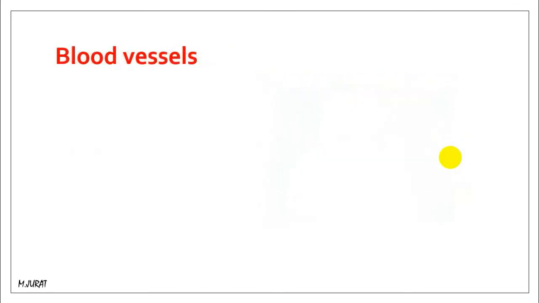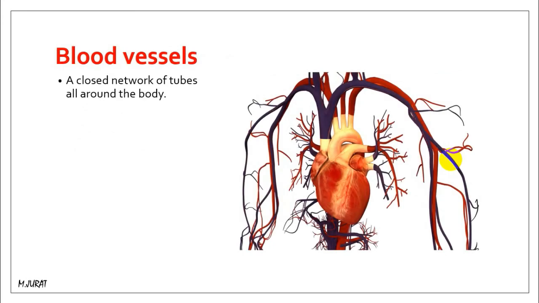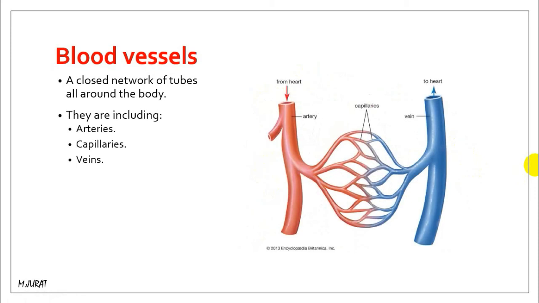Next title, blood vessels. Blood vessels are a closed network of tubes all around the body. Closed tubes coming out from the heart, and they are all around our body. And there are three types of them, arteries, veins and capillaries. Arteries carry oxygenated blood, veins carry carbon dioxide-rich blood, and also capillaries.